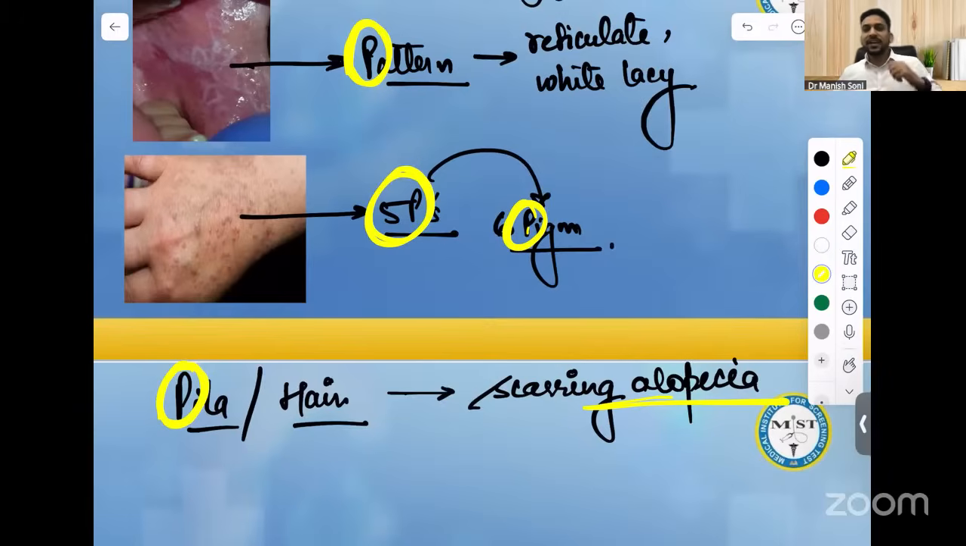So let us quickly revise. What is seen over the skin? Plain, purple, polygonal, pruritic, papules. What is seen over mucosa? A pattern is seen over mucosa. Which type of pattern? Reticulate or white lacy pattern. Then what is seen over nails? Pterygium is seen over nails. And pila also get involved. What is pila? Pila is hair follicles. So patient have hair loss. That is alopecia. Which type of alopecia? Scarring alopecia.